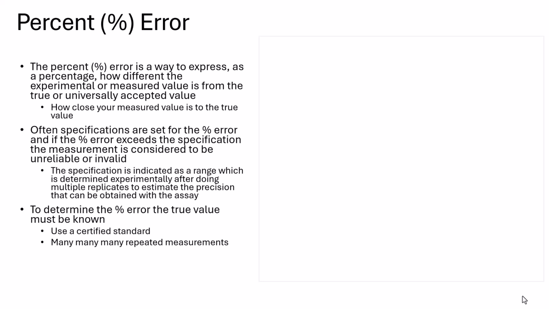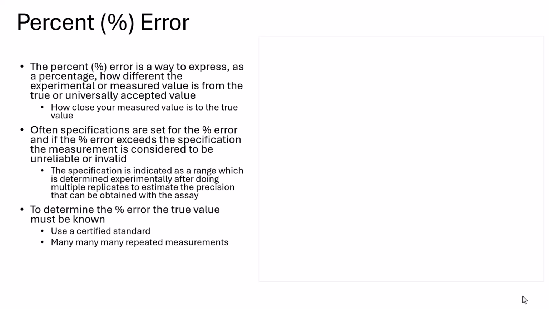Okay? Now, to calculate the percent error, right? This is a way to express as a percentage how different the experimental or measured value is from the true or universally accepted value. That is, how close your measured value is to the true value expressed as a percentage. And so a lot of times when we are following an SOP or following a batch record, specifications are set for the percent error. You can't go beyond the percent error, right?